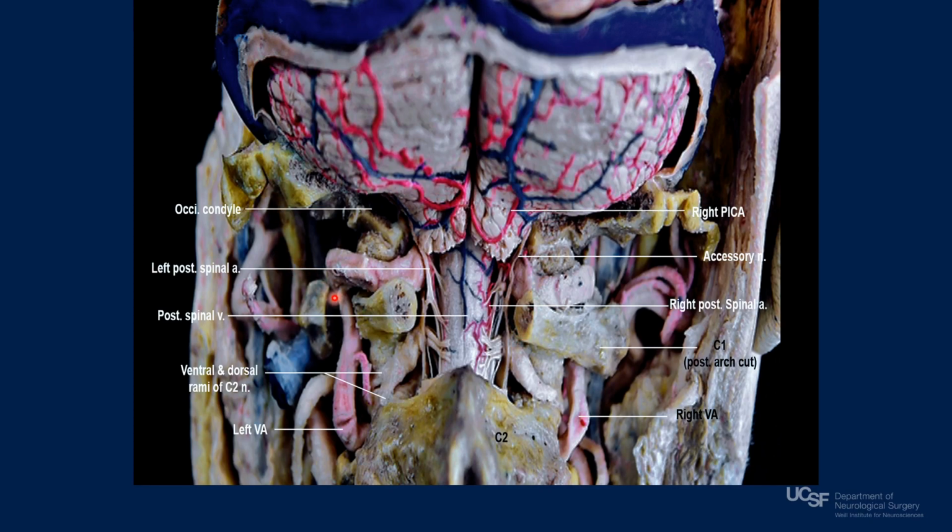So a little bit of anatomy that we see here is the posterior arch of C1 after removing part of it. We see the 11th nerve, we see the occipital condyle, and we see the mastoid, both mastoid tips, the cerebellum, transverse sinus, sigmoid sinus, and the transition between this vertical segment of V3 to a horizontal segment of V3.